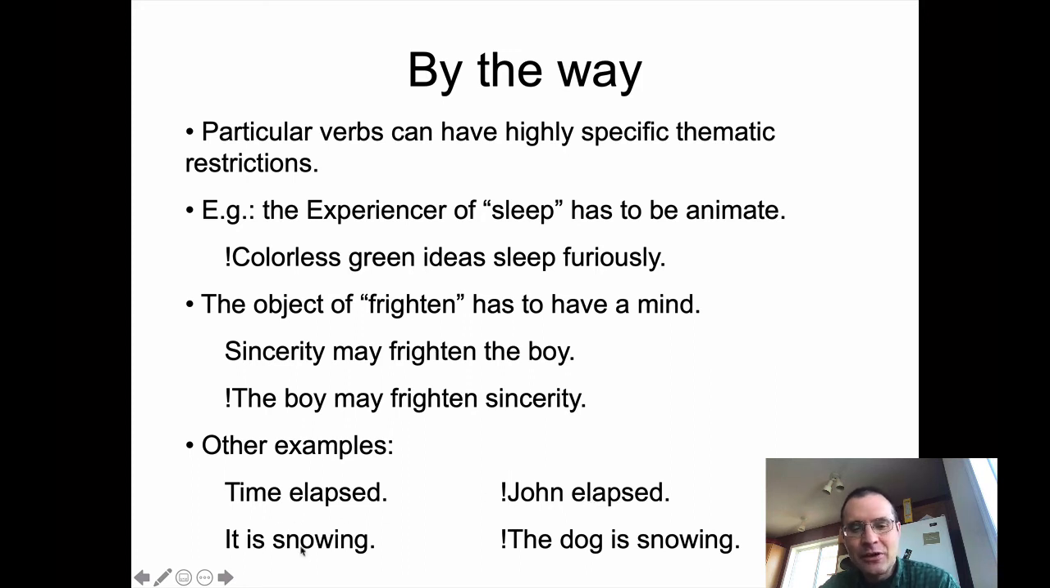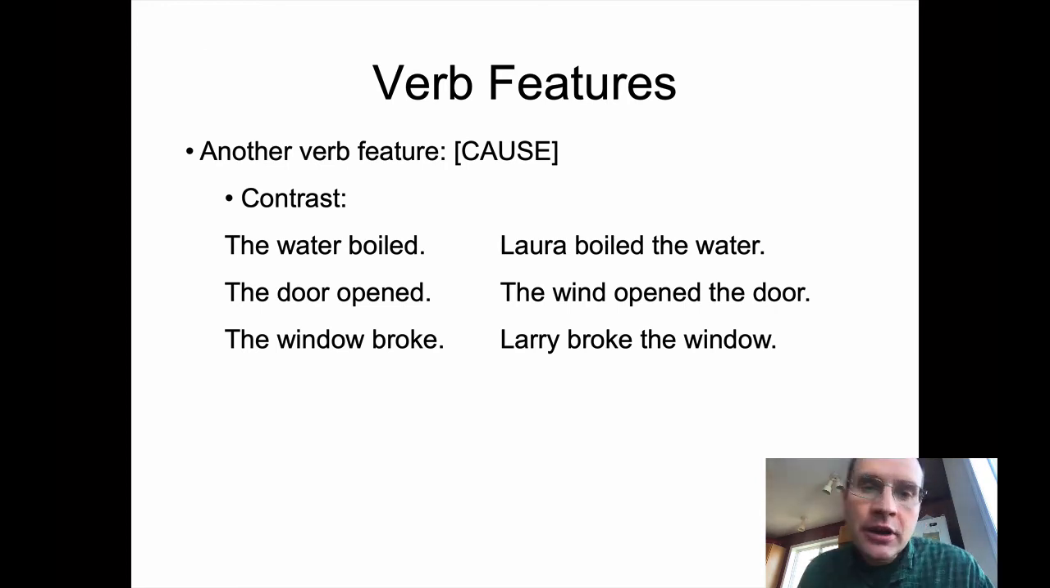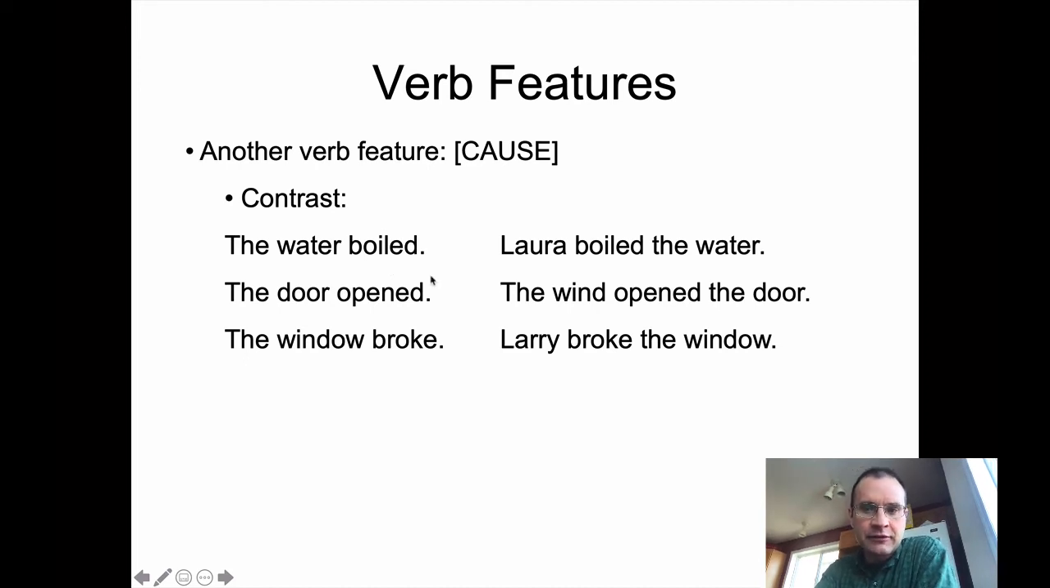I don't know. It is snowing. The only thing that can snow in English is "it," whatever it is. So you can't say the dog is snowing, although that may conjure up some sort of terrifying imagery in your head if you try to make it make sense. So don't go there. Just assume it doesn't work semantically. Okay. Another verb feature, which is underlying in the structure of the verb, is cause. And so sometimes you'll hear, if you're studying a foreign language, people talking about causative verbs.